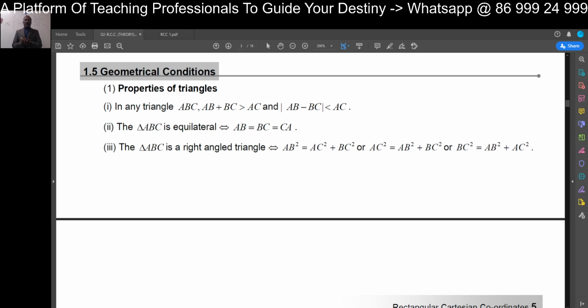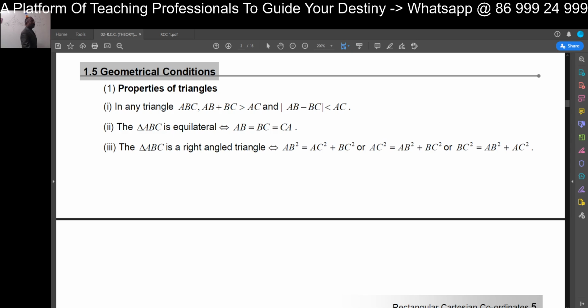Triangular inequality: the sum of any 2 sides of a triangle must be greater than the third side, and the difference of any 2 sides of a triangle must be less than the third side. This is the triangular inequality.